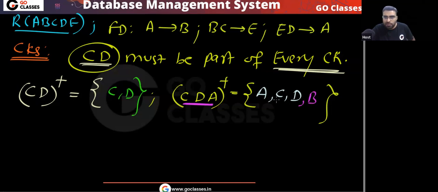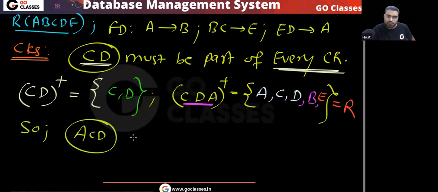Now BC can determine E. Yes or no? These two, BC, can determine E. So finally you got E also. So you got A, B, C, D, E. Yes or no? You got everything. That is the same as R. So definitely this is a candidate key. Can I say this is a candidate key? Agree with me? So remember, this ACD is a candidate key. You got one candidate key.